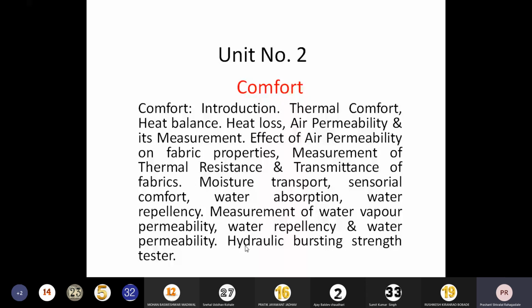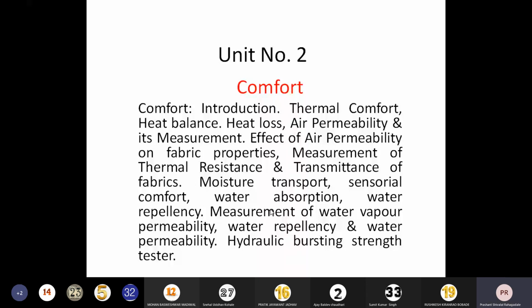Normally the generalized term for comfort is that if you are feeling good, then that is called a comfortable situation. This is a simple concept. But from the technical point of view, comfort has many meanings, which we will study. So in this unit, when we say comfort, it is related to a term, thermal comfort. Now what is thermal comfort?